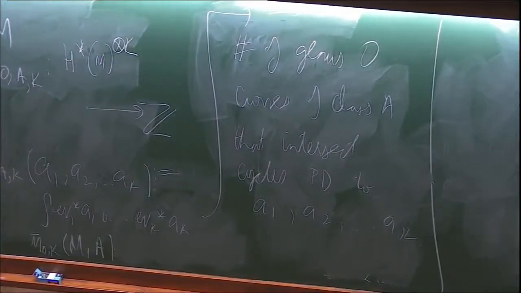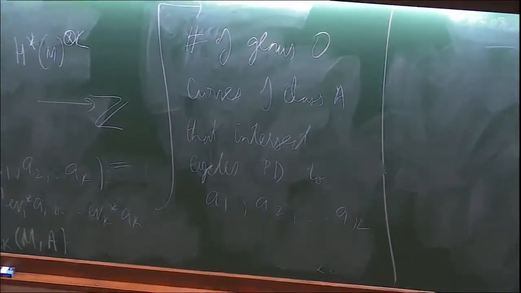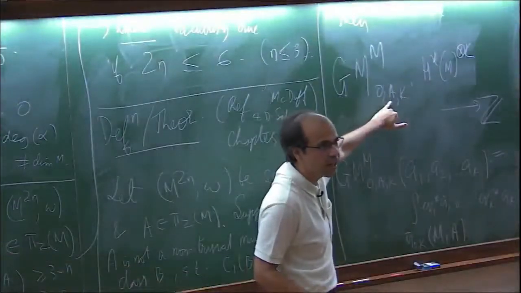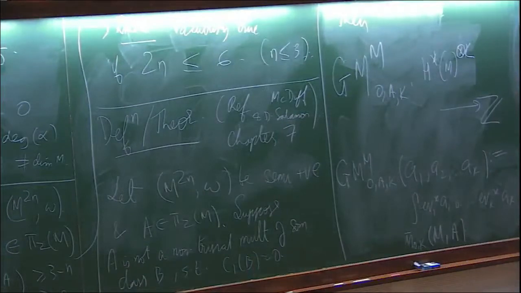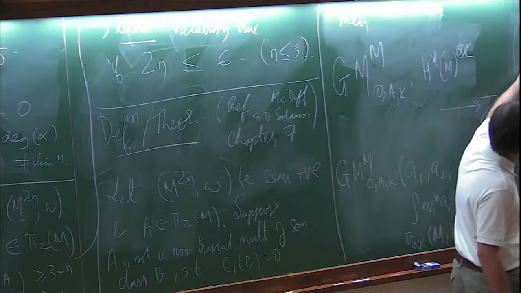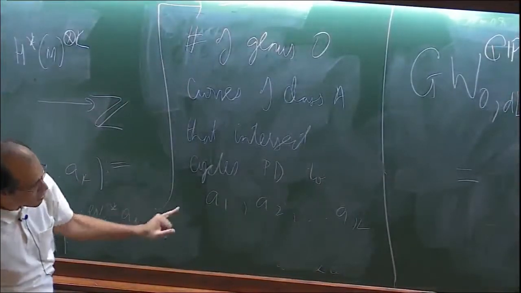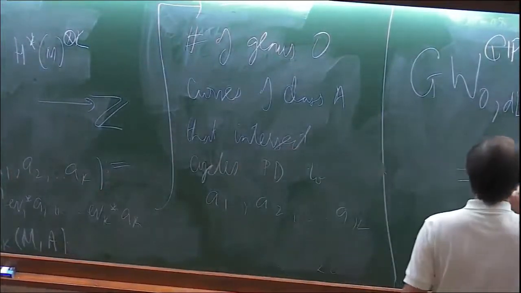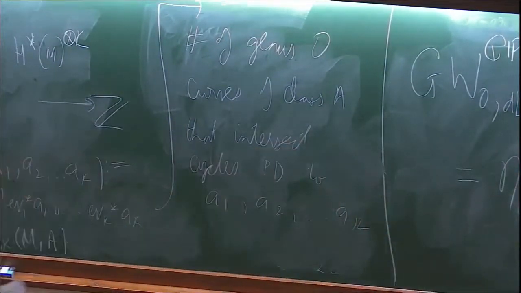So let us consider this in the special case when your M is CP2 and A is D times the class of a line. So your M is CP2, your homology class is D times the class of a line, and the number of mark points is 3D minus 1. What are your cohomology classes? Your cohomology classes are Poincare dual to points. What should this be? By the last statement of this theorem, this is the number of genus 0 degree D curves in CP2 passing through 3D minus 1 points. I'll continue.